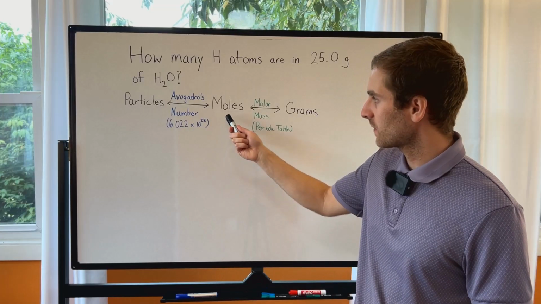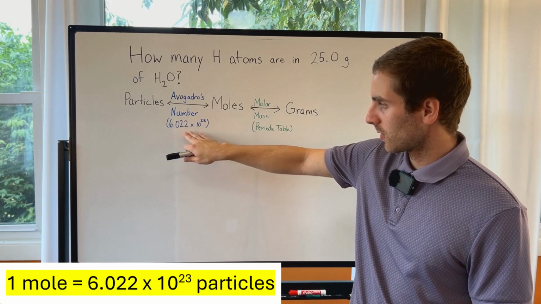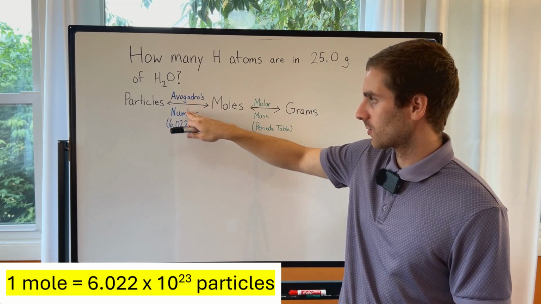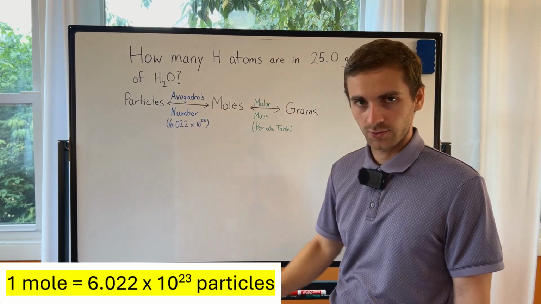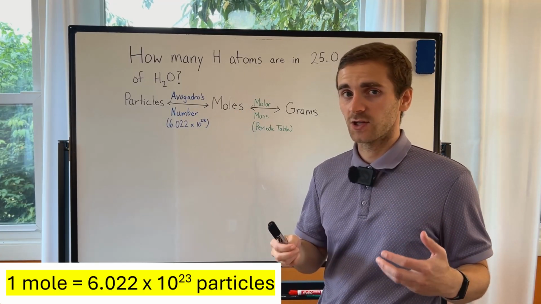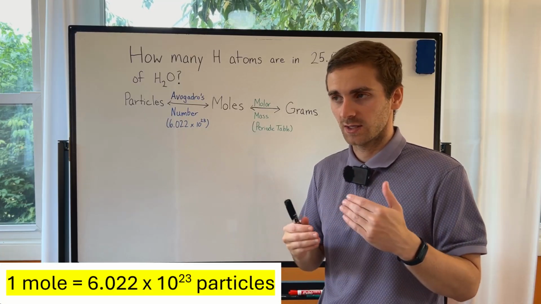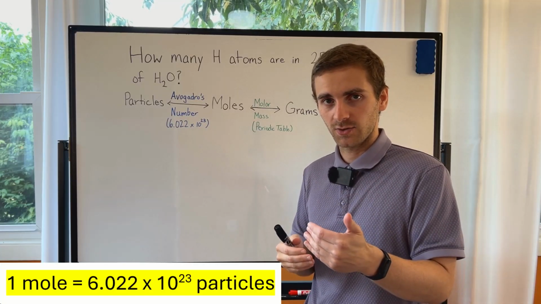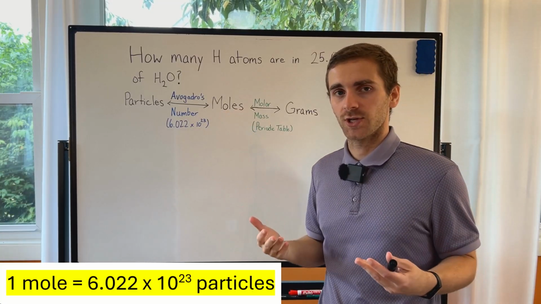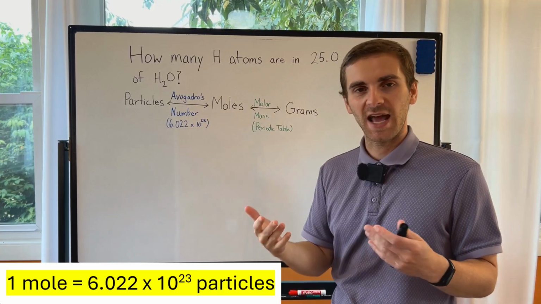Now really the definition of a mole is this number, 6.022 times 10 to the 23rd, or Avogadro's number, of particles. That's what a mole is, in the same way that the definition of a dozen is 12 of something. A dozen bagels is 12 bagels. 1 mole of, say, hydrogen is this many hydrogen atoms.